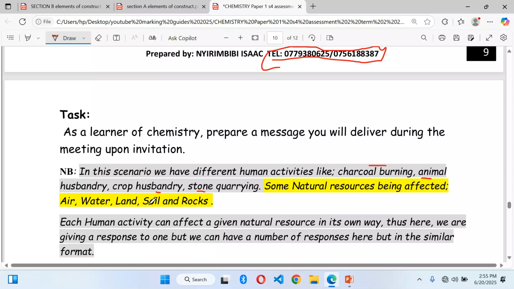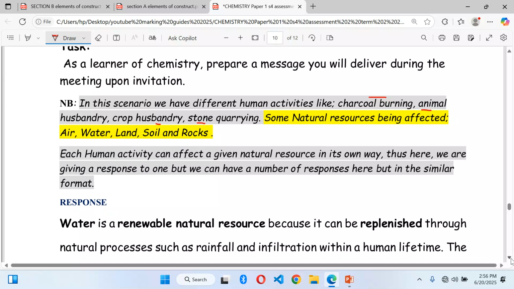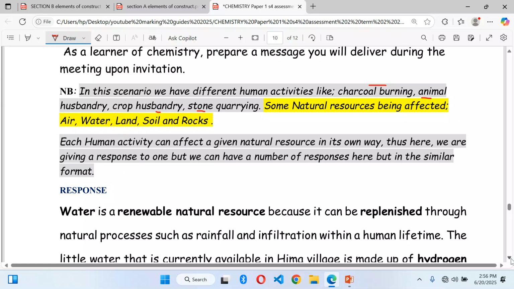But are we going to talk about all of them? No. Talk about one natural resource. Talk about one human activity. Each human activity can affect a given natural resource in its own way. Thus, here we are giving a response to one, but we can have a number of responses in a similar format. The answer I'm giving you today is not the final one. You can have other responses depending on which human activity you have seen and which natural resource it is affecting.